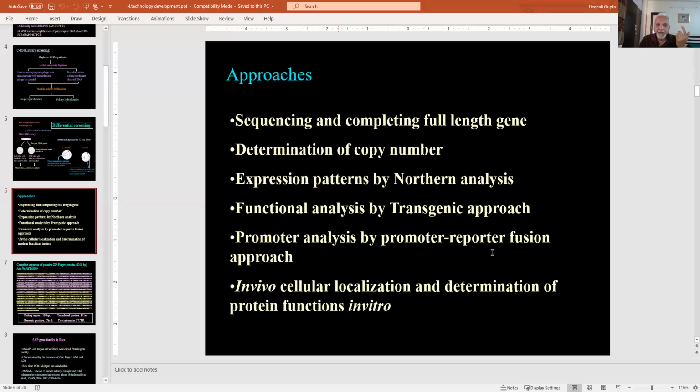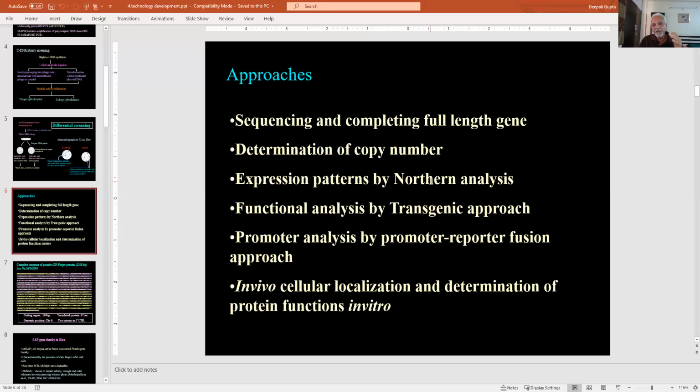And then one has to find out where this gene product, like the protein, is localized within the cell, whether it is a nuclear protein, or a cell organelle protein, or a cytosolic protein, or a membrane protein. Where it is localized, and very importantly, what is the function of this protein. So all these things need to be studied in a systematic way.